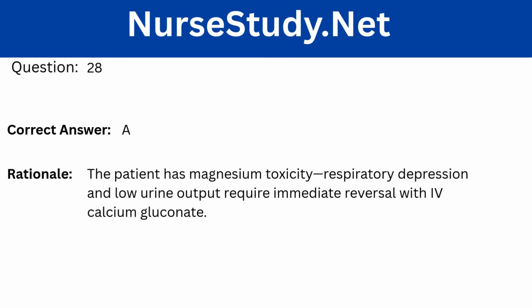Correct answer, A. Rationale. The patient has magnesium toxicity. Respiratory depression and low urine output require immediate reversal with IV calcium gluconate.